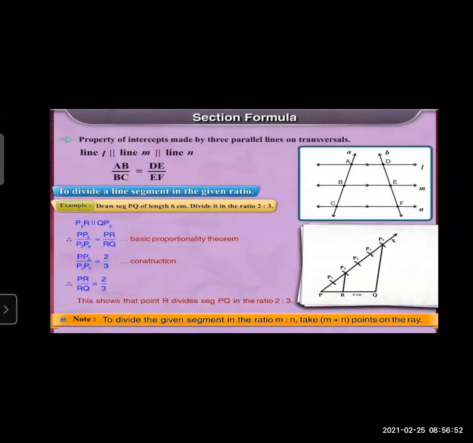So what is meant by parallel line and what is meant by transversal? When 2 lines are moving in the same direction, then we say that these lines are parallel to each other. And when a third line cuts both the parallel lines, then we say that it is a transversal of the given parallel lines.